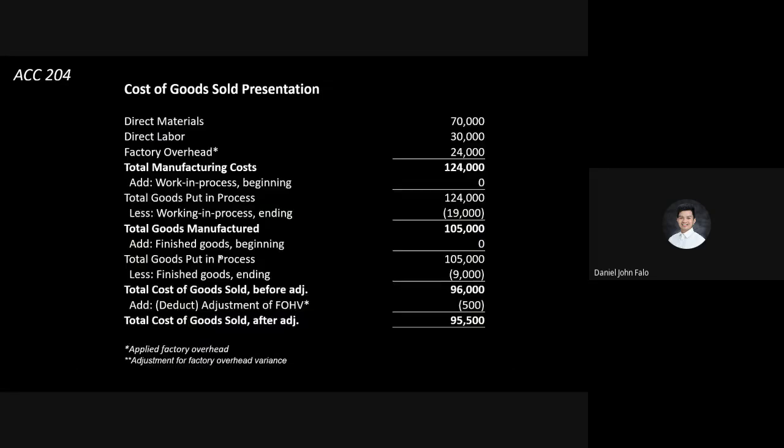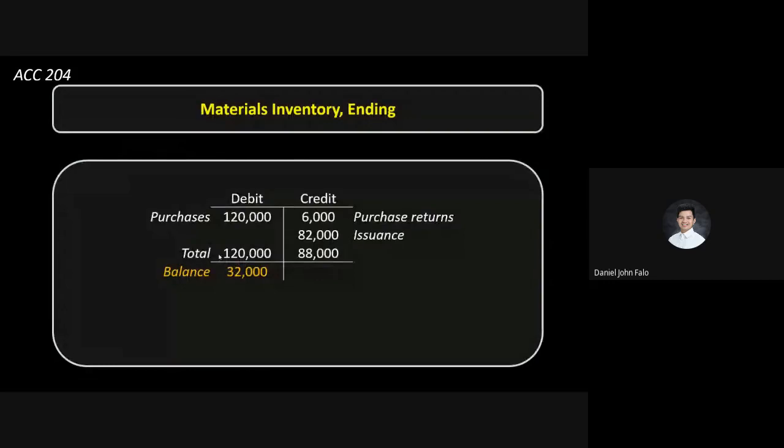We also have the materials inventory ending computation. So we have purchases, 120,000. Purchase returns, so that would be credit, 6,000. Issuance of 82,000. So we have a total debit of 120,000, total credit 88,000. Therefore, the difference is 32,000 debit. So that is the balance of the materials inventory ending.